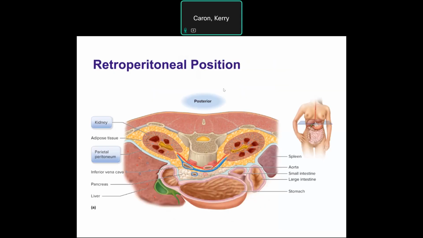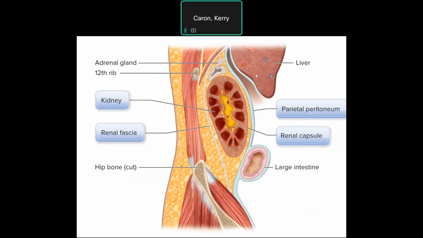So like we mentioned, it has a retroperitoneal position. So this picture shows a transverse cut of the abdomen. And as you can see here, here's the kidney. Here's the parietal, the edge of the peritoneum. So they are located behind the peritoneum. Here's a mid-sagittal view. You have the kidneys. You have the parietal peritoneum, okay, located behind.